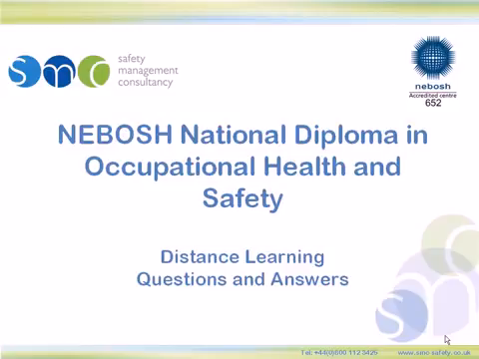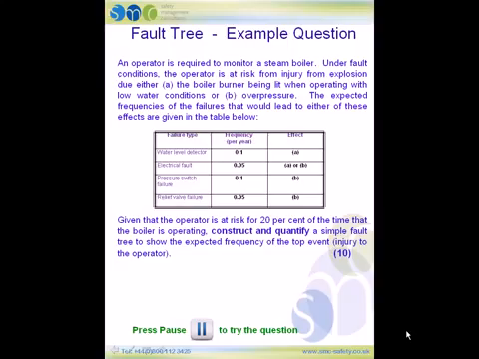Okay, let's take a quick look at a question. The question relates to a fault tree, and it is worth 10 marks. It reads: an operator is required to monitor a steam boiler. Under fault conditions, the operator is at risk from injury from explosion due to either of these conditions: A, the boiler burner being lit when operating with low water conditions, or B, overpressure.